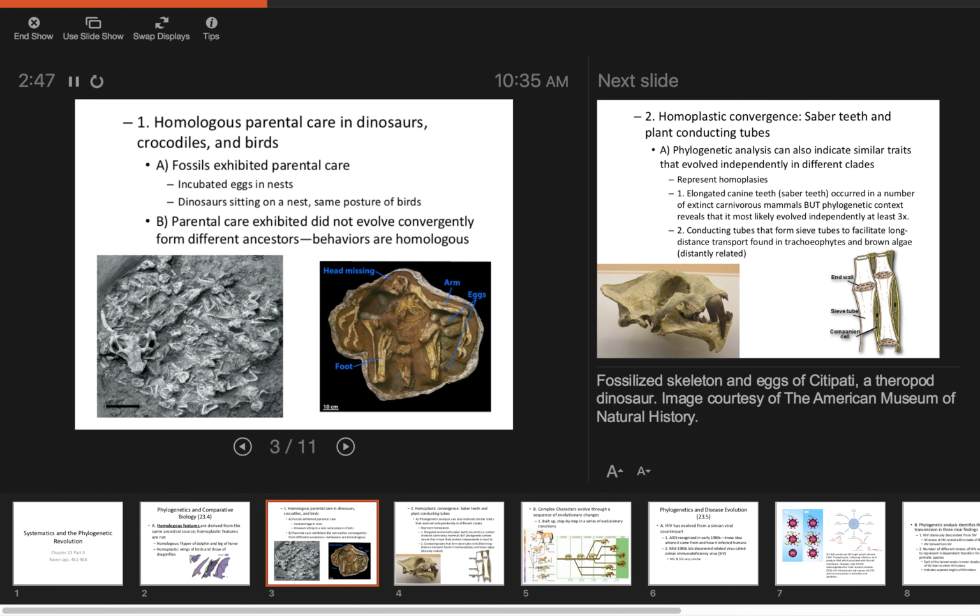Now, homologous doesn't just mean like structures. You can actually kind of look at behaviors in a way. So parental care in dinosaurs, crocodiles, and birds is considered homologous. And we know this from the fossil record. Fossils do indicate that parents did take care of their young. We can see eggs were in a nest, dinosaurs sitting on a nest, very similar to the same posture of birds. So parental care shown did not evolve convergently from different ancestors. In this case, they were derived. And so there's lots of evidence that supports that birds evolved from dinosaurs.